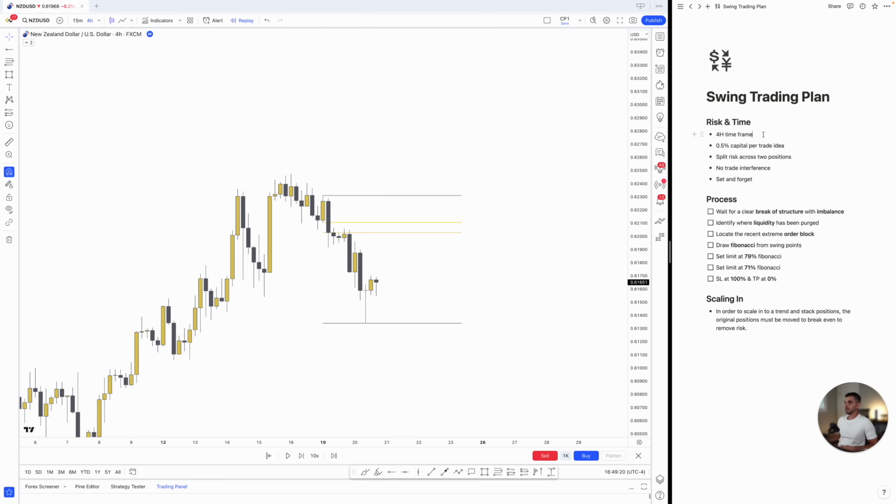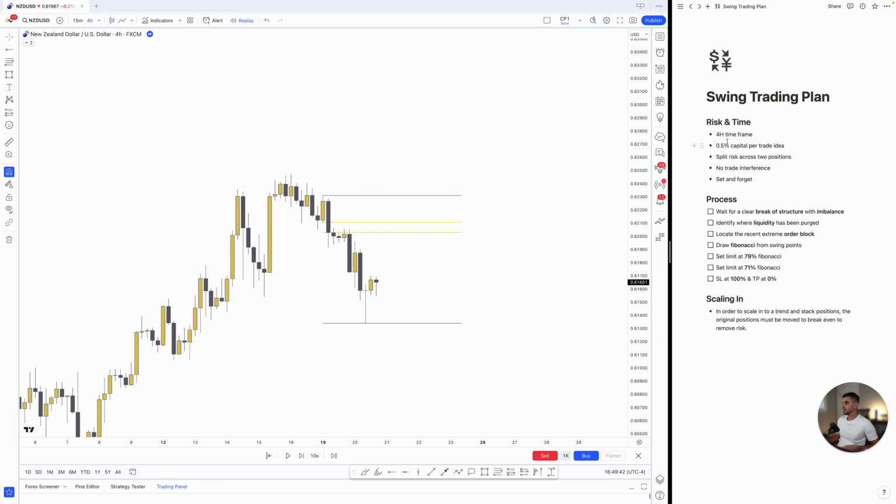Now, that's not to say that this strategy can't be applied to other time frames. Of course it can. This criteria here can be applied on any time frame at all. I'm just choosing to focus on higher time frames because it is a swing strategy, and this will help me get involved in trades that will last a certain duration of time.